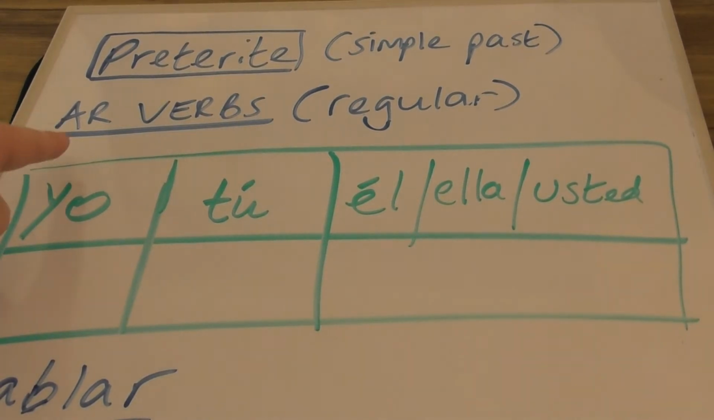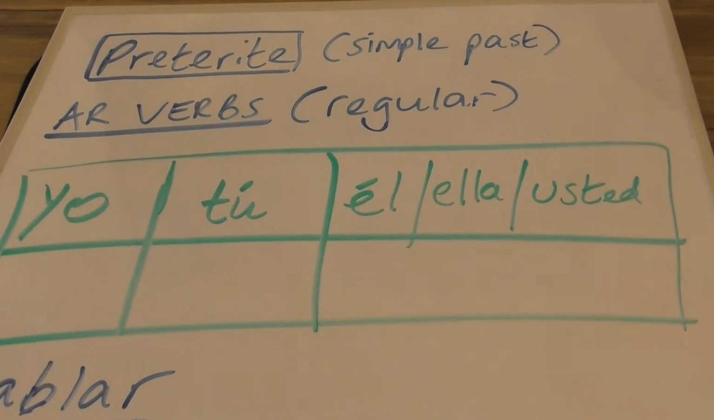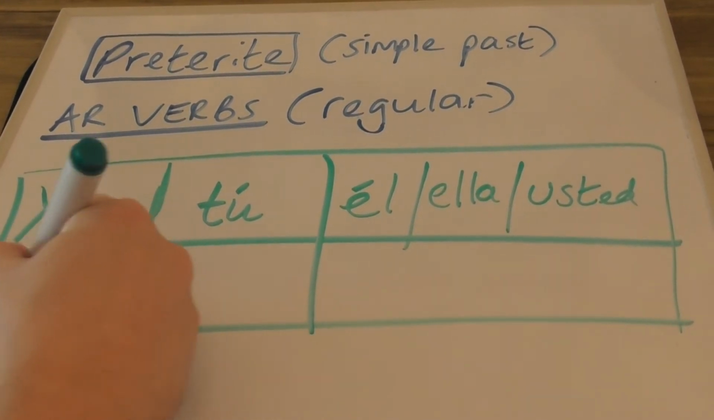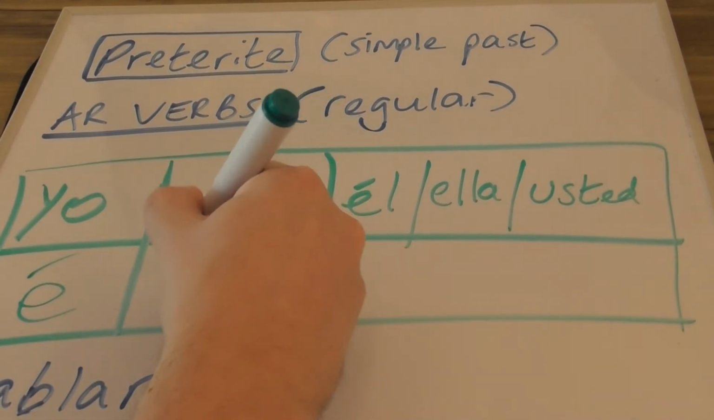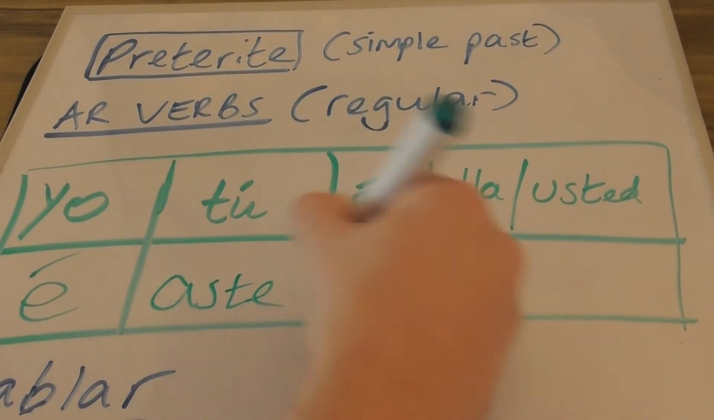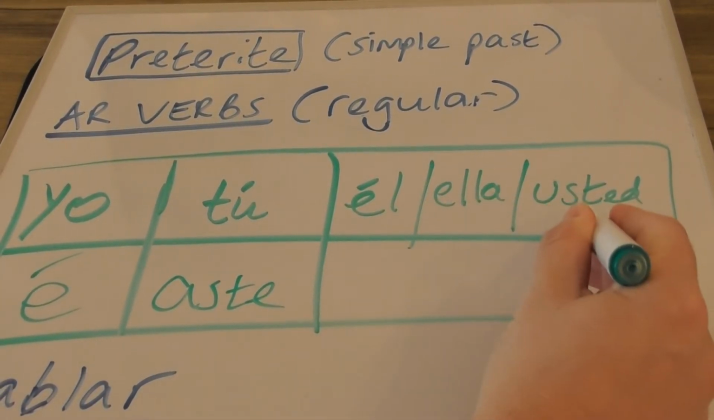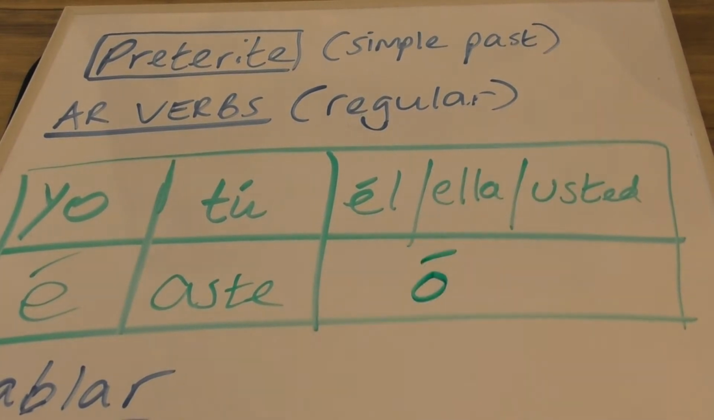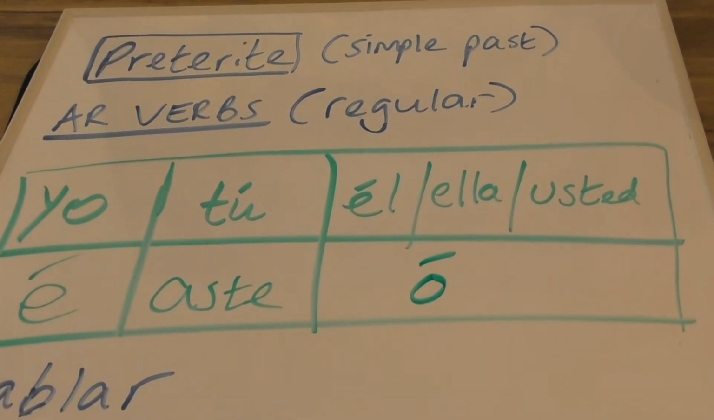So we're just going to focus on AR verbs for now. You take the AR off your verbs. So hablar, for example, take away the AR, you're left with habl, and you add the relevant letters. So for the I form, it's an é with an accent. You form, aste. And he, she, or you formal is ó. So let's put that into practice.